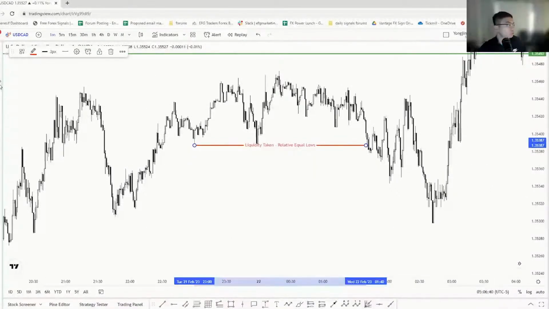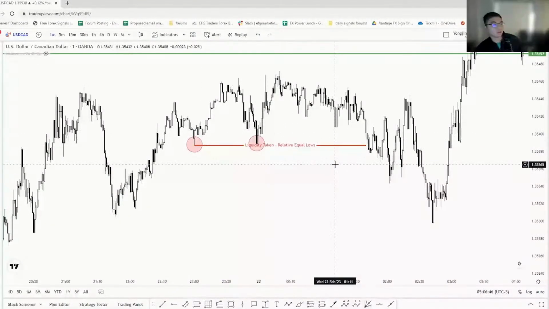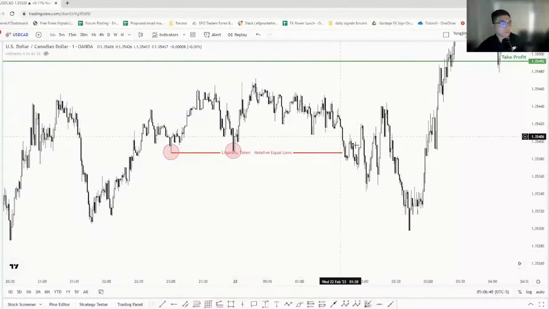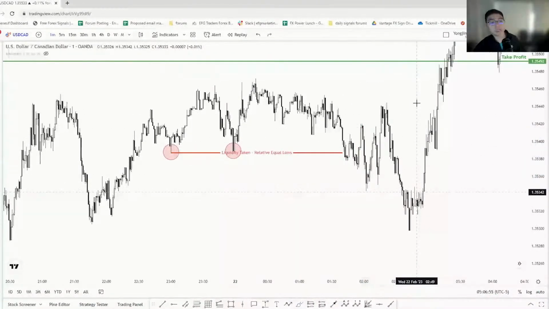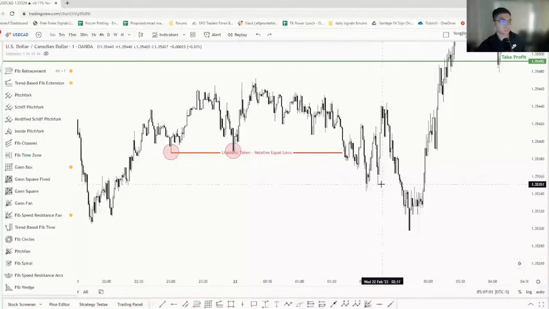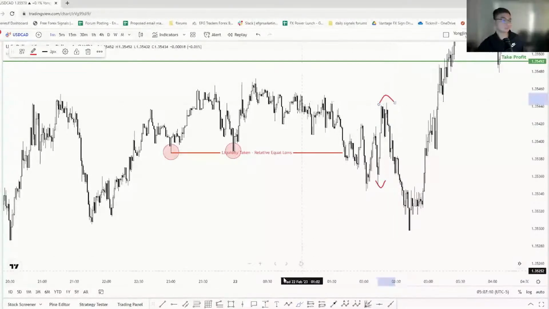Relative equal lows, what I'm looking at is candles of, as mentioned, relative equal lows. The candle was taken out, price got taken out, and then price went down and shot back up very strongly. At this point, I thought I could take a buy already. So I entered using a Fibonacci line, drawing a fib from the bottom to the top. I was looking to enter on the retracements.